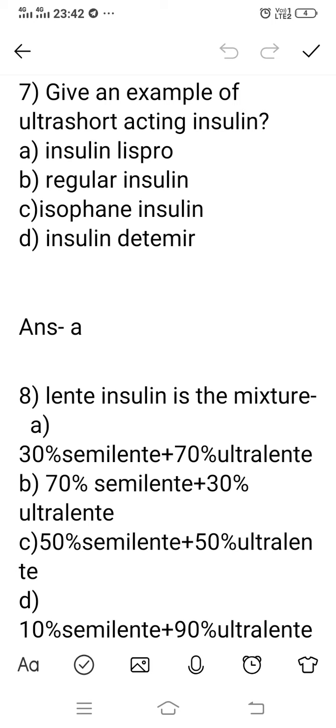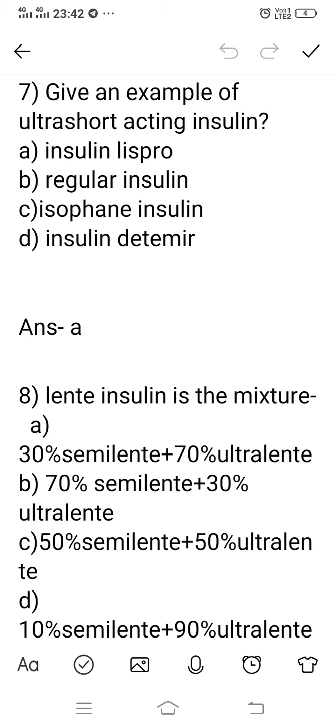Actually, option number A, that is insulin lispro. Insulin lispro is an ultra short acting insulin. Option number B, regular insulin. Actually, regular insulin is one type of short acting insulin. It is generally given intravenously.